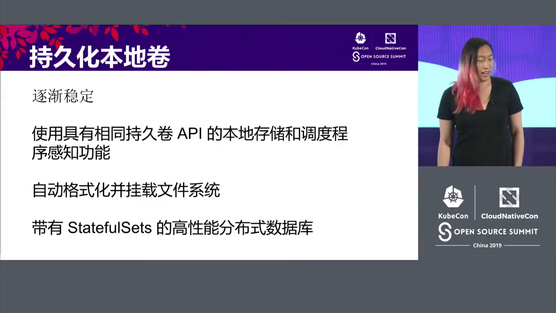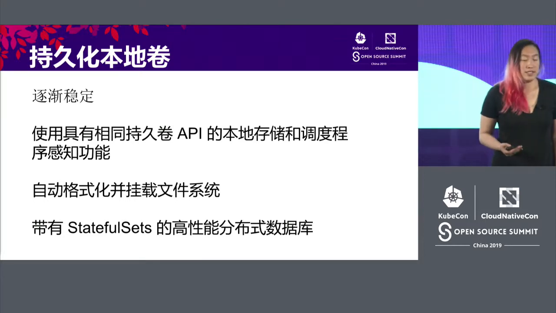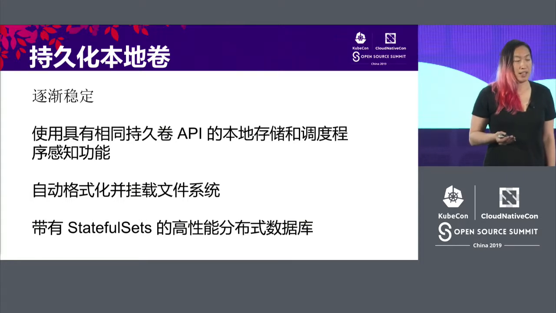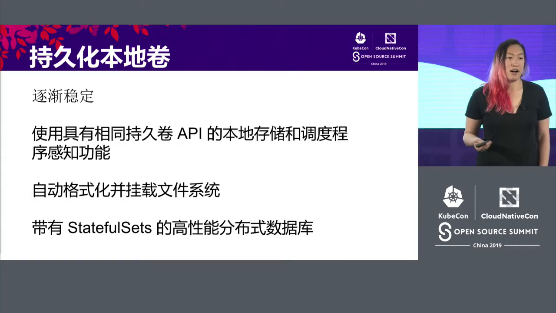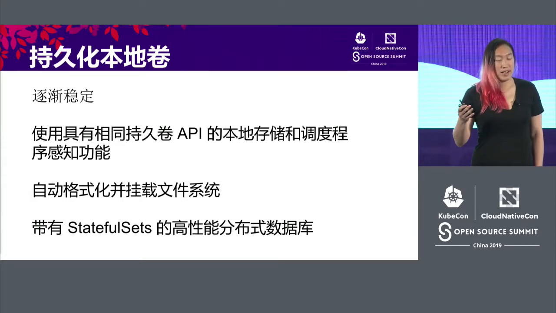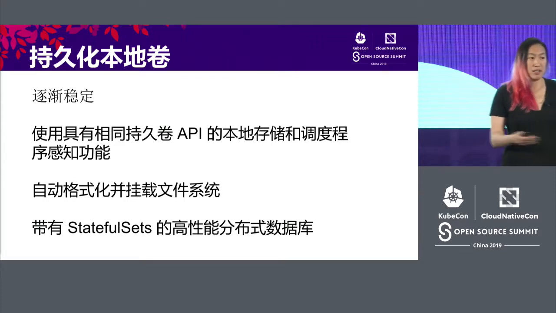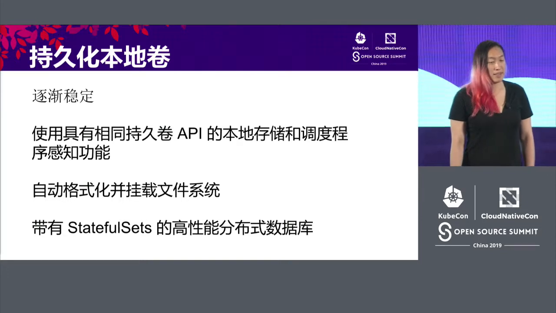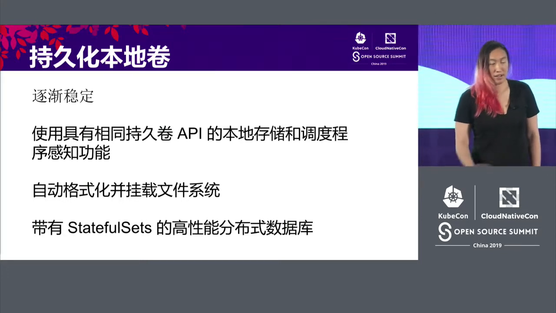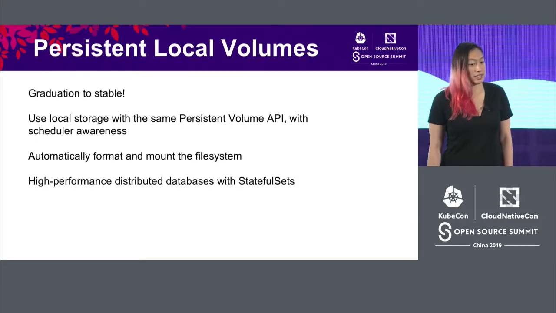And then another one for supporting new workloads is supporting more stateful services. This is persistent local volume has graduated to stable. Using local storage with the same persistent volume API, the scheduler awareness means that if you have a local volume and you recreate a pod that uses that local volume, the scheduler is now aware to schedule it onto the appropriate node that actually has that local volume. It'll automatically format and mount the file system. This is perfect for running things like Kafka or any other stateful things that need high performance storage.